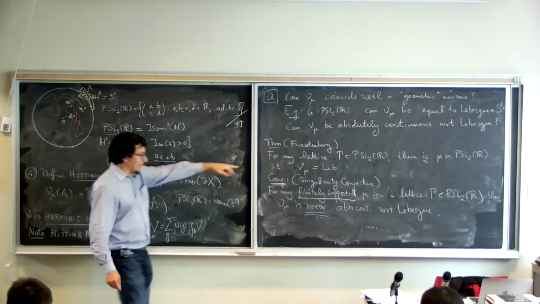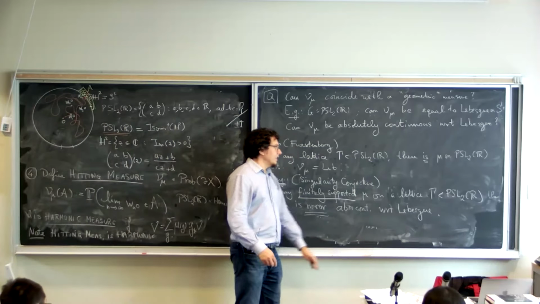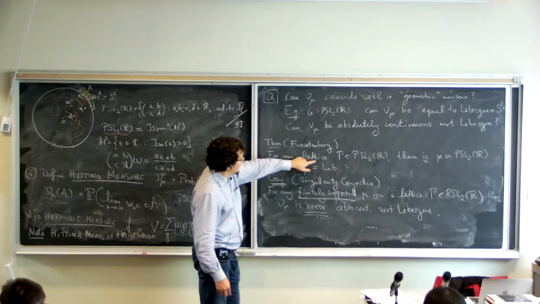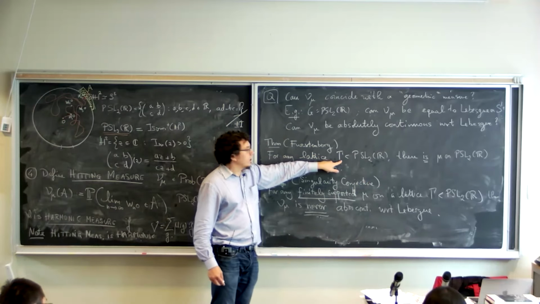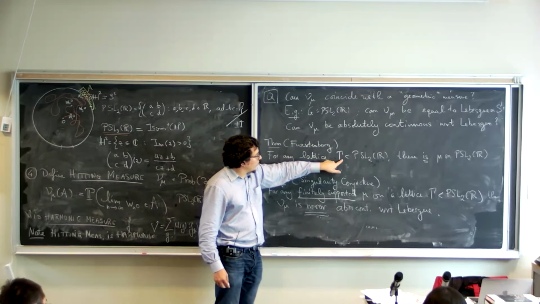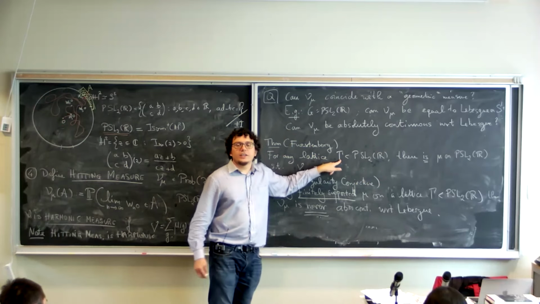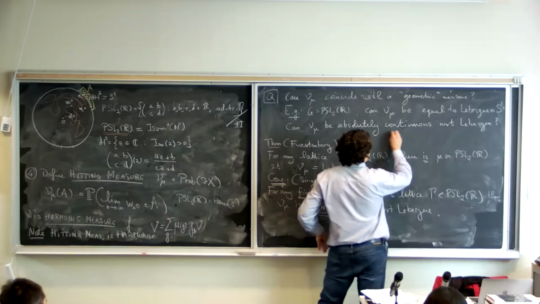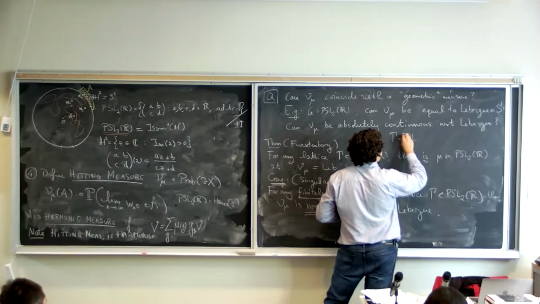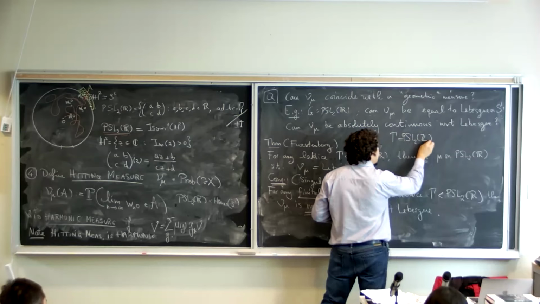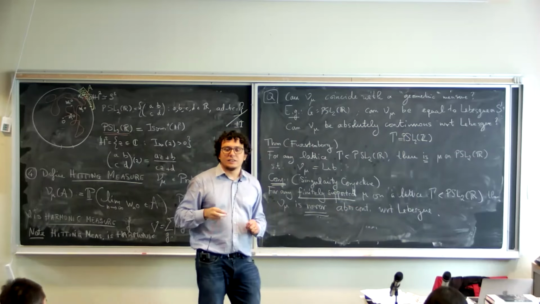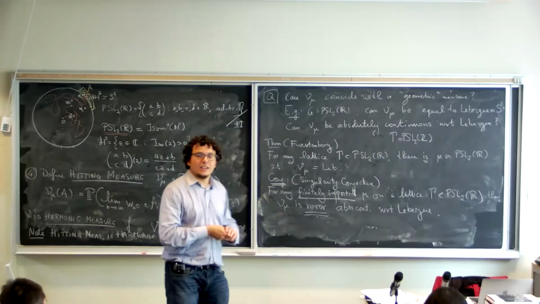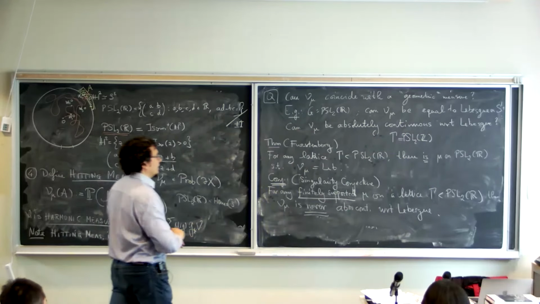So a lattice, this is going ahead of myself, but a lattice is a discrete subgroup such that the volume of the quotient is finite. The most famous example is gamma equals SL or PSL 2 of Z. In fact, for this group, the conjecture is known, but for other lattices, it's still open.